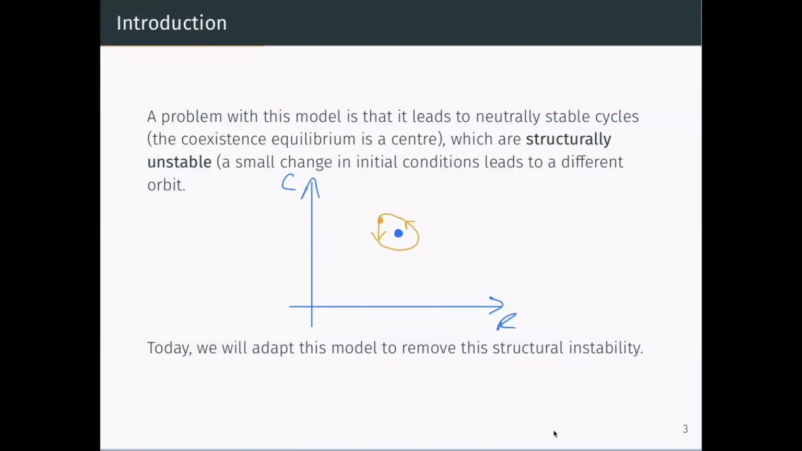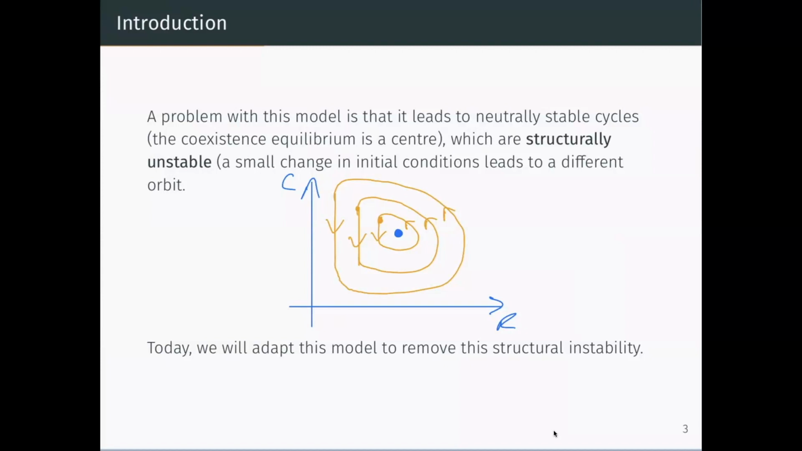But the size and the amplitude of those oscillations depends on my initial conditions. So if I start over here instead, this time my oscillations will look something more like this. And likewise, if I start over here, it'll look like this. So while we stay on these orbits deterministically, if we begin on them, it's not a very good model because these oscillations are structurally unstable. In other words, a small change in our initial conditions leads to a different orbit. And that's problematic, especially because real systems are noisy.